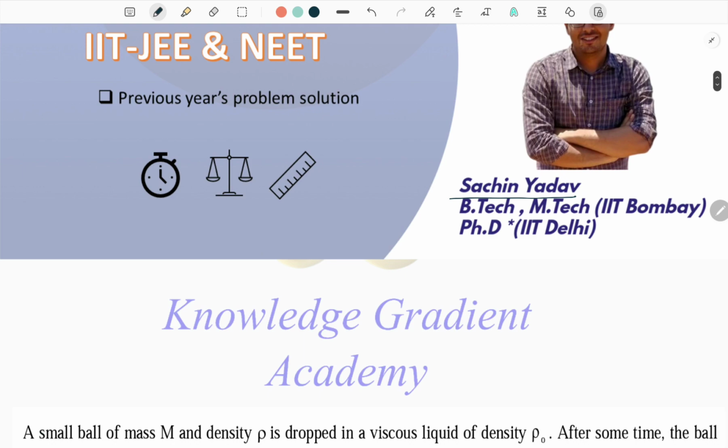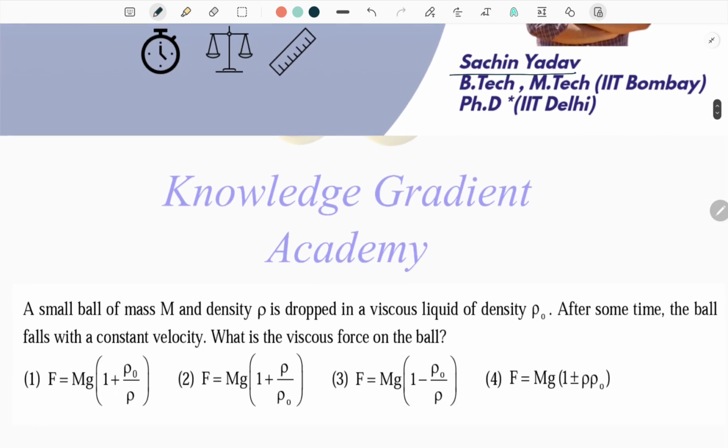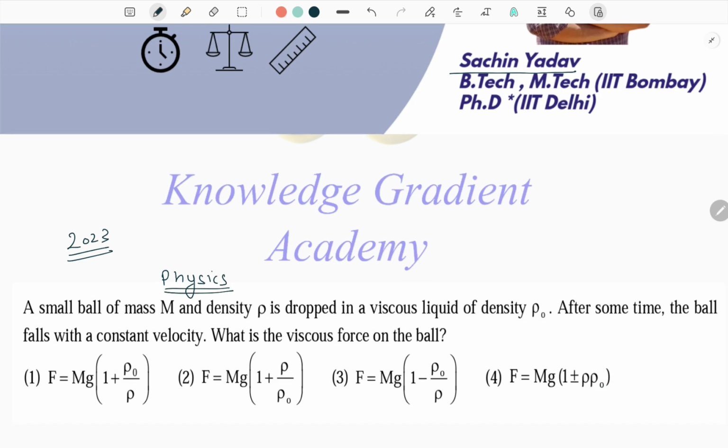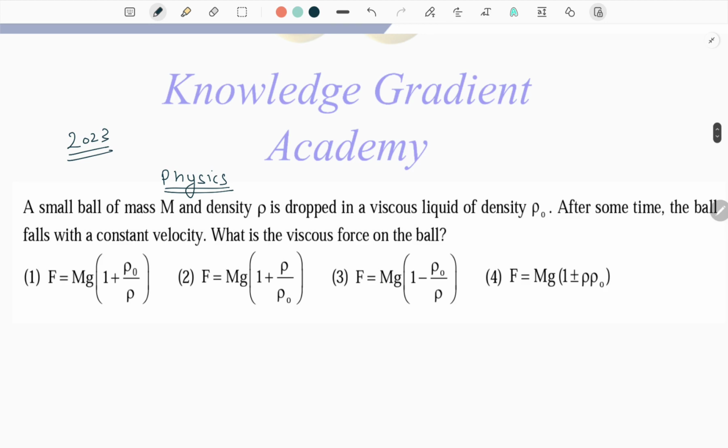Today we will discuss the previous year question paper of IIT-JEE 2023 Physics section. A small ball of mass m, density rho, is dropped in a viscous liquid of density rho naught. After some time, the ball falls with a constant velocity. What is the viscous force on the ball?